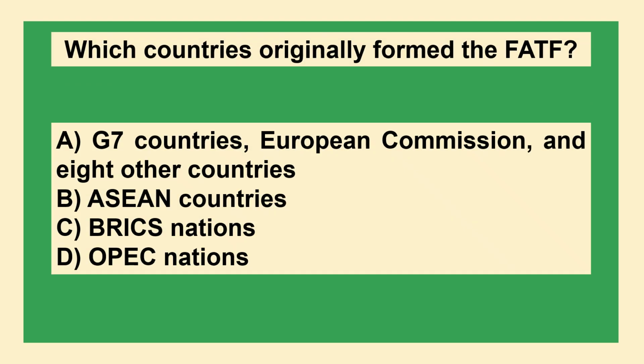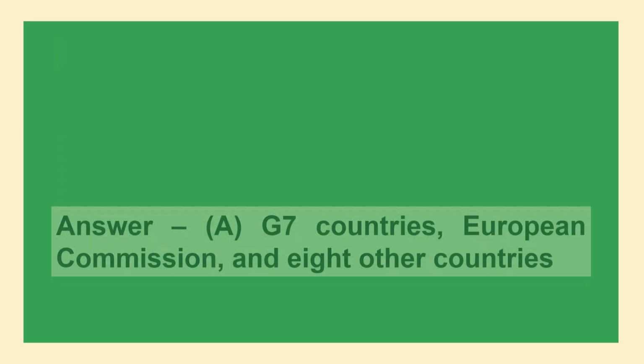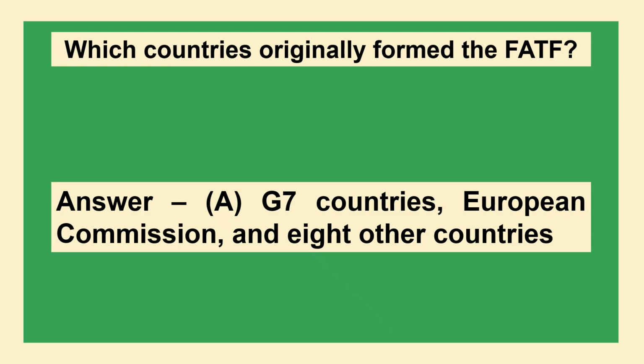Which countries originally formed the FATF? Option A, G7 countries, European Commission, and 8 other countries. Option B, ASEAN countries. Option C, BRICS nations. Option D, OPEC nations. The answer is option A, G7 countries, European Commission, and eight other countries.